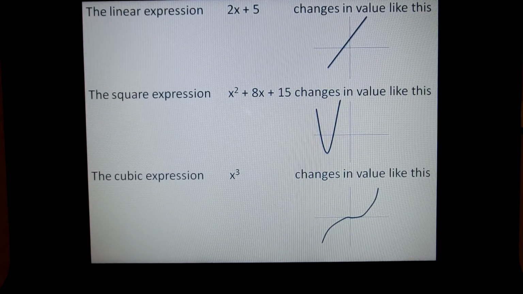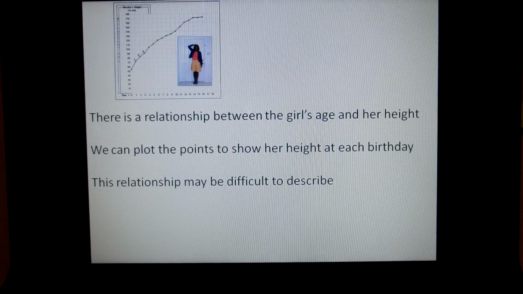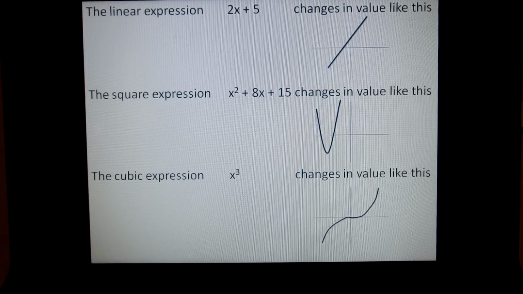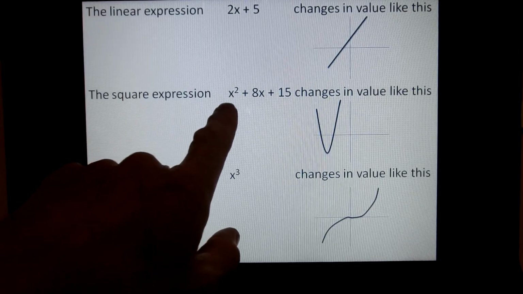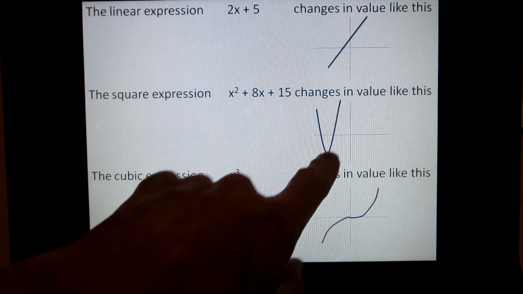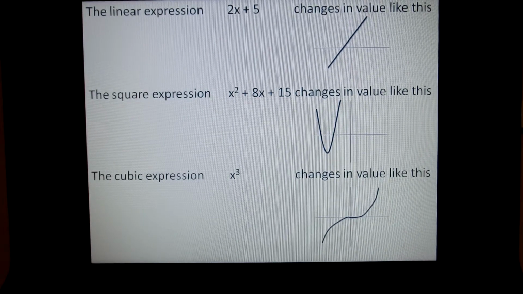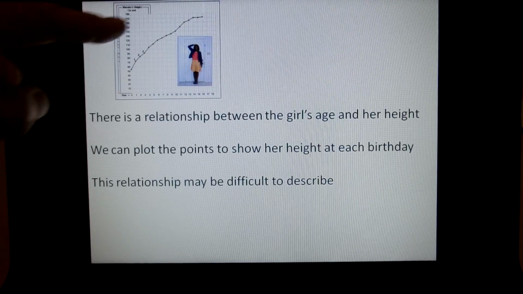So that wouldn't be any use for describing the change in the girl's height, because the graph we were looking at a moment ago clearly isn't a straight line. A square expression, like x squared plus 8x plus 15, changes in value like that, and that creates a valley-shaped graph, and that wouldn't be appropriate for describing this relationship.